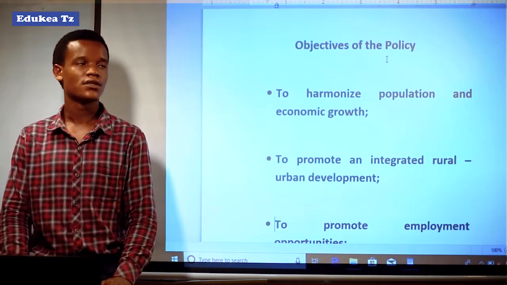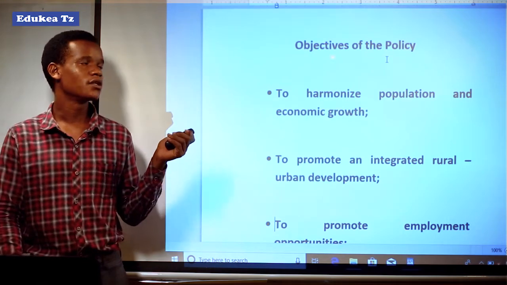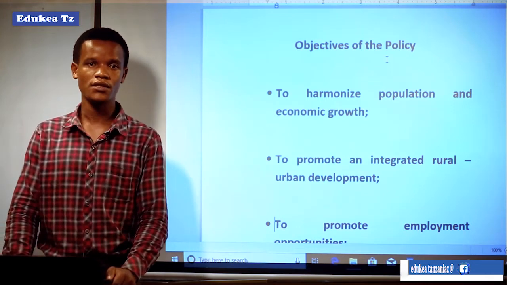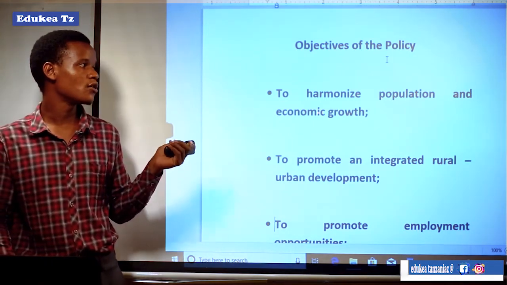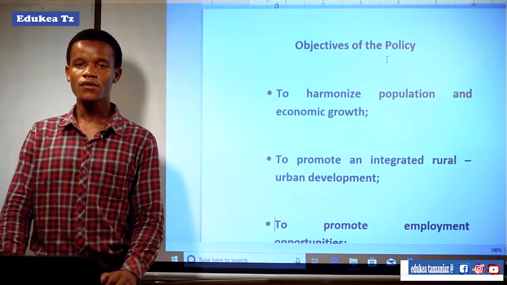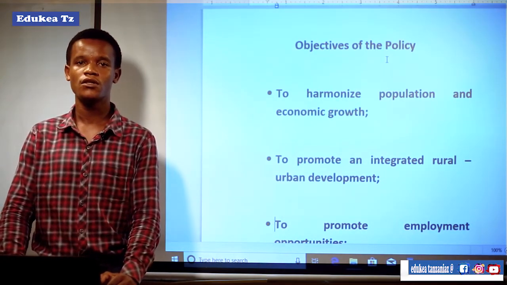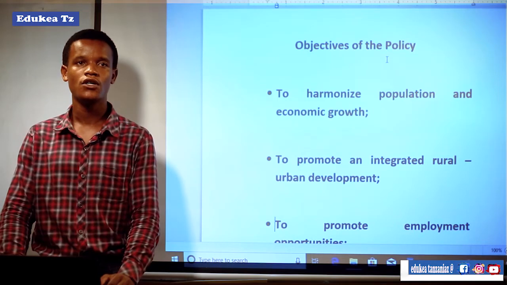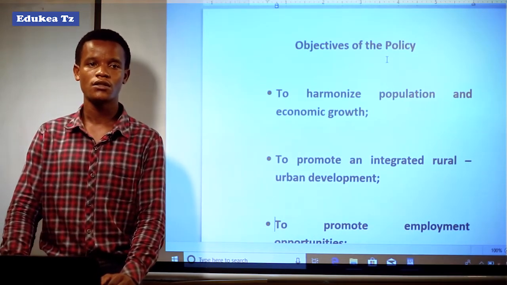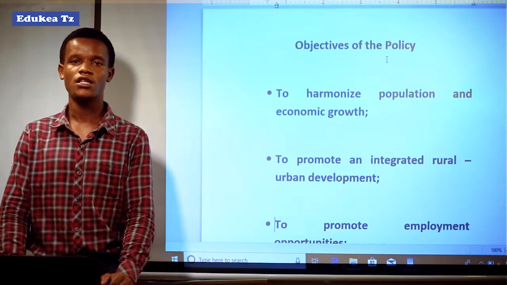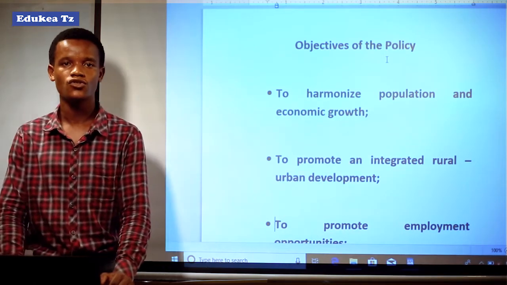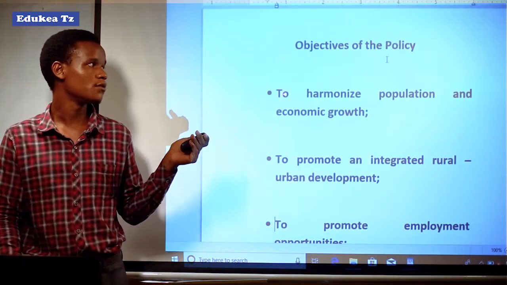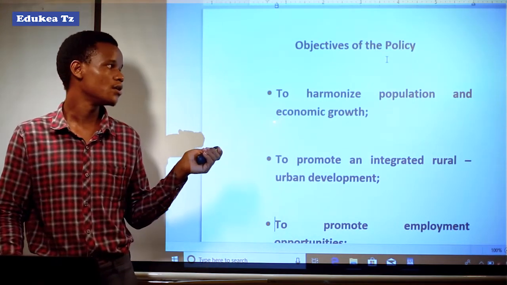Okay, let us now see the objectives of putting in place this kind of policy. The first one is to harmonize population and economic growth. As we know, the aim of controlling the population is to ensure that there is a balance between available resources and the number of people. Among the great aims for the government to establish these policies is to ensure that there is economic development within the society.